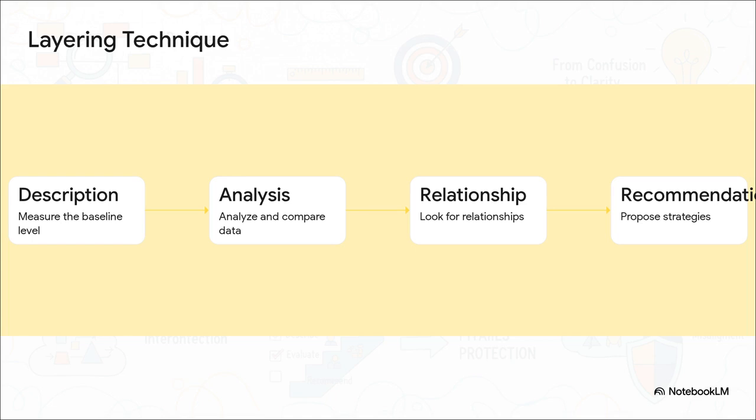You start at level 1 with description, say measuring the baseline level of engagement. Then you step up to level 2, analysis or comparison. Then level 3, looking for relationships, like maybe between teaching strategies and that engagement. And finally, level 4, recommendation, where you propose actual strategies to improve the situation based on what you found. It's a beautiful, logical flow.